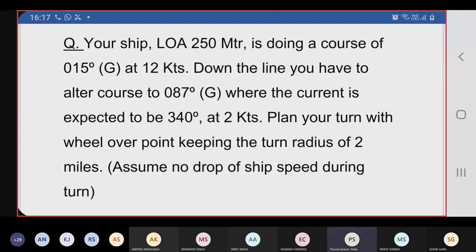The last line, assume no drop of speed during the turn, is to simplify the situation so that we are concentrating on the current part more than the other part. If speed drop happens, then we have to take that into account. If the question does not give anything like that, you might have to consider that there is a speed drop, and accordingly you may have to do that. But here we are concentrating on the current part, how wheel over point is getting affected by the current.